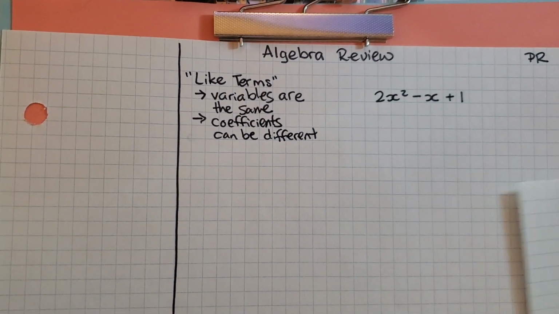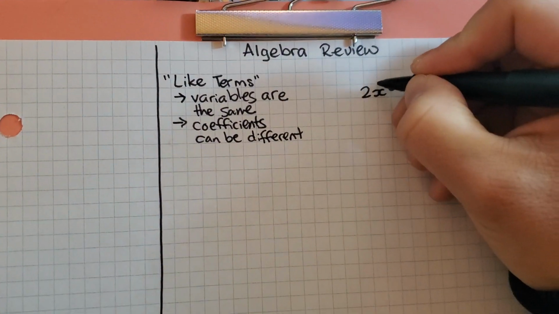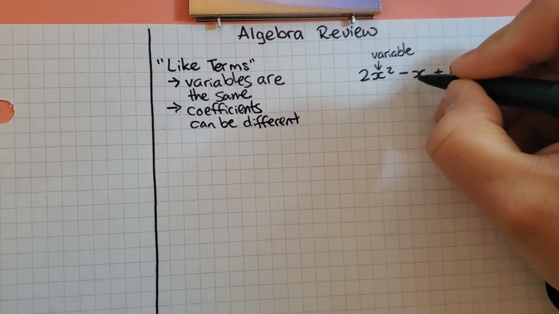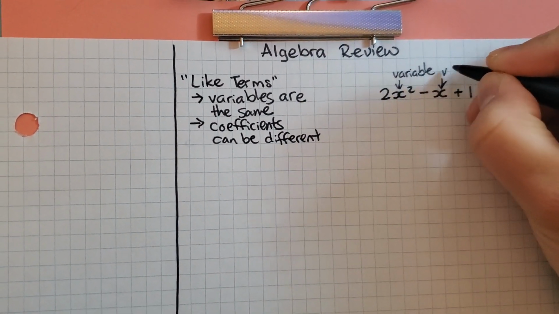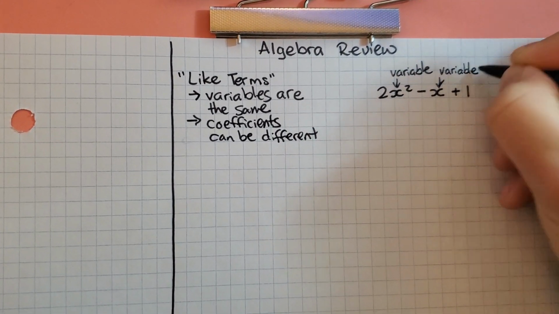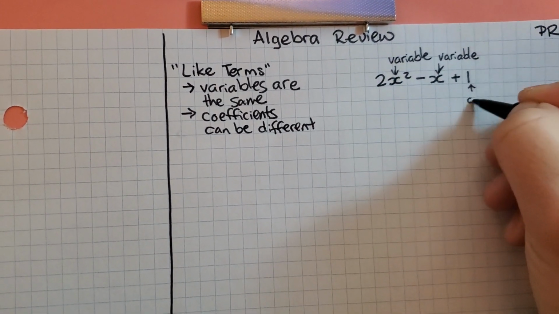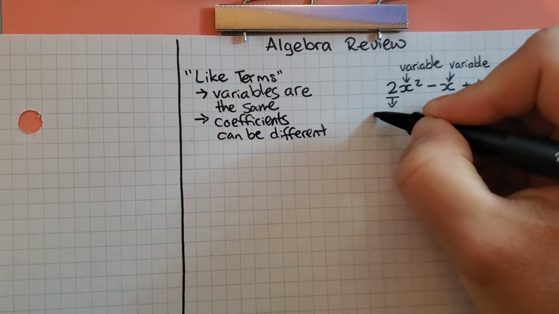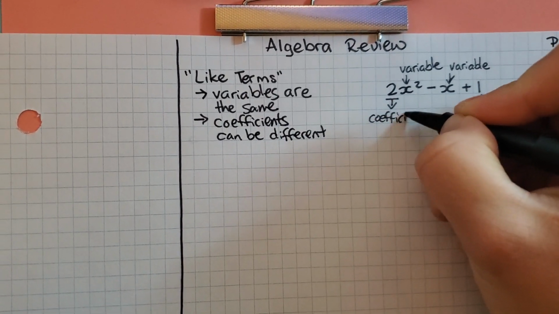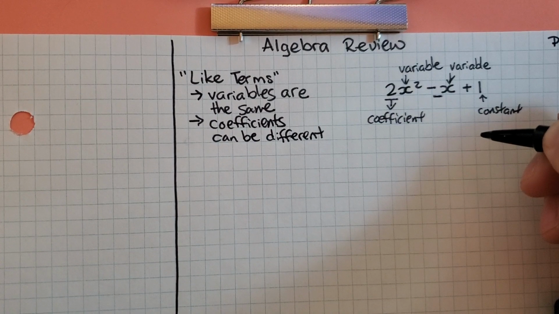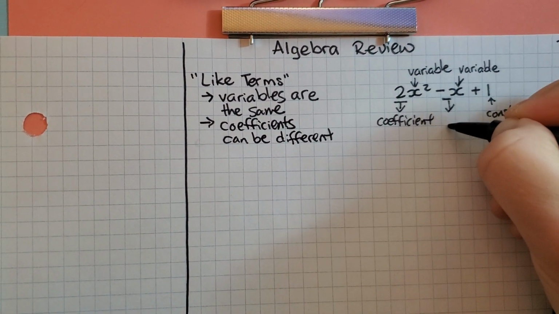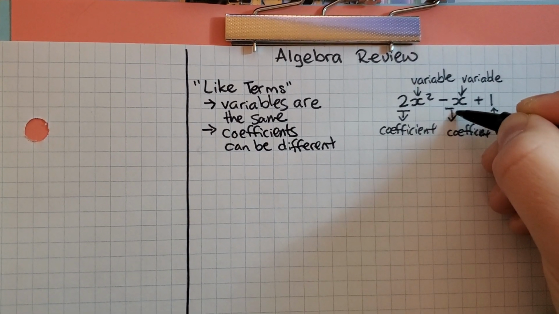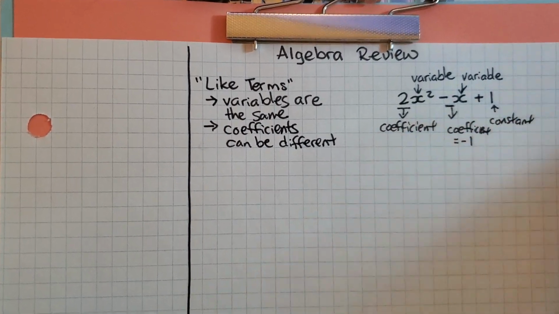So if we look at this one, let's talk about what we see here. This one is a variable. This one is also a variable. Constant. Here is a coefficient. And here, even though there's no actual number there, also a coefficient. And the coefficient for this one, because of that minus sign, is -1.